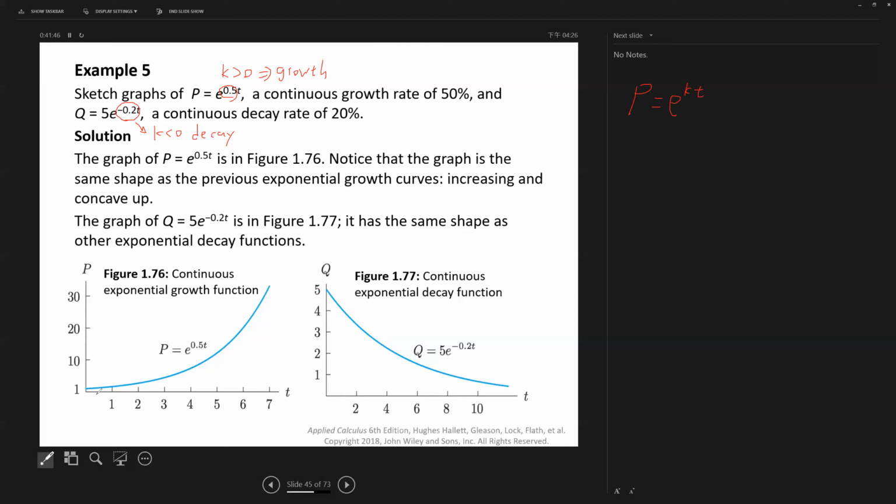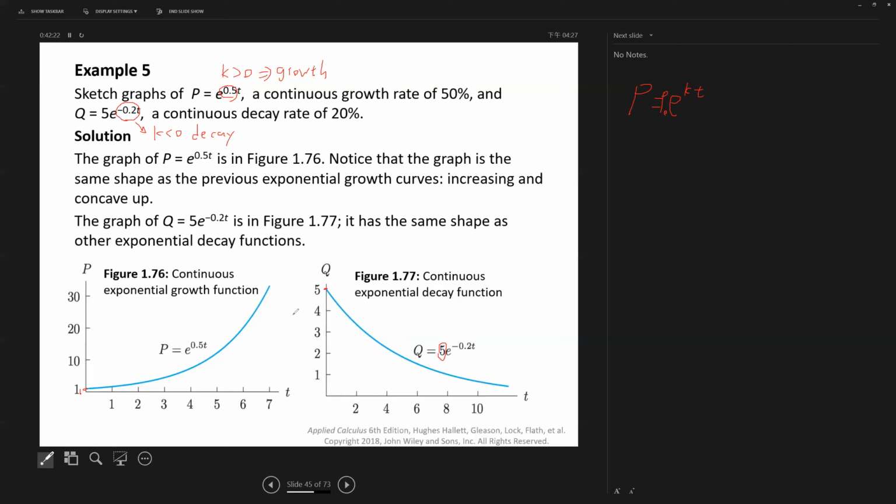Let me point out a few more things. It's starting at 1. Right here, it's 1, and it's growing exponentially at 50% continuously. And for Q, it is decreasing. Notice that there is a 5 before the e, which is your P0, the initial value. So the initial value is 5, and it's decreasing from that point on. So just some quick looks at graphs.